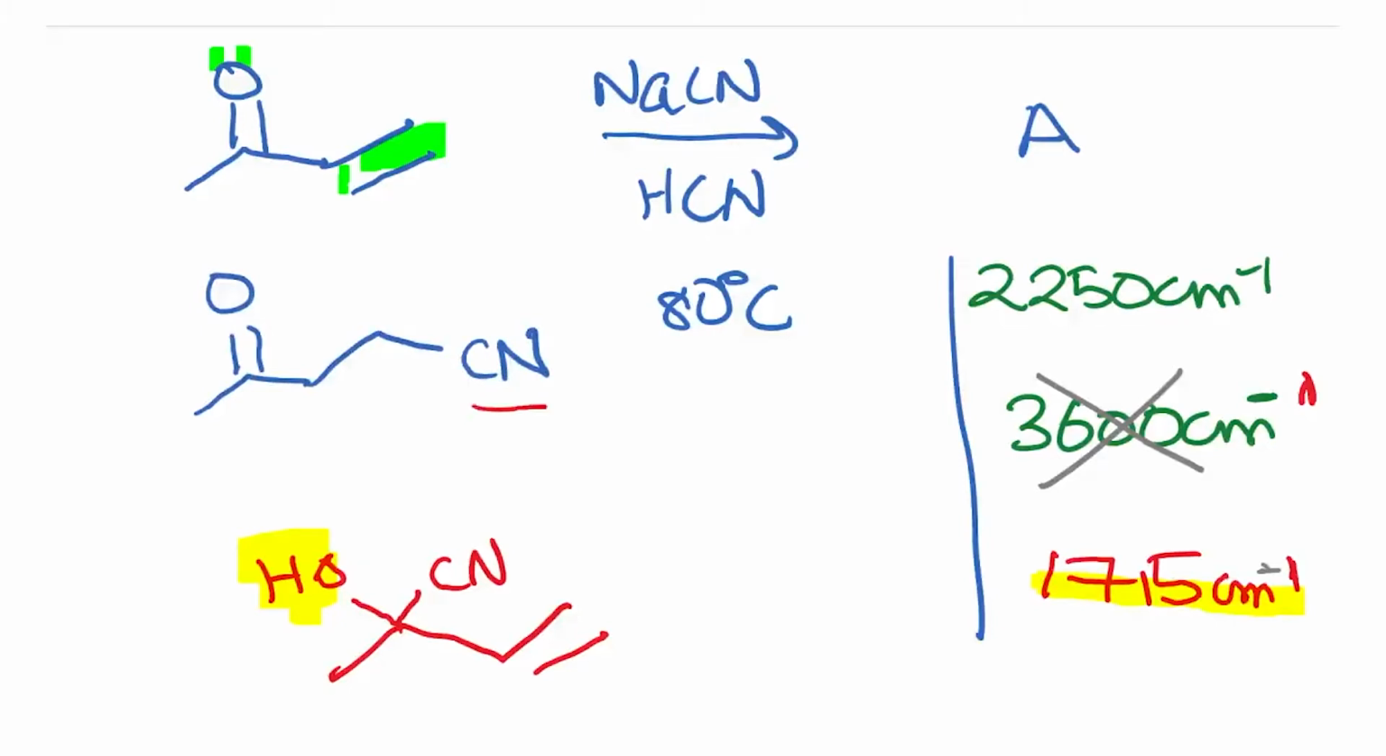So the C triple bond N is still here, the carbonyl is still there, and there is no hydroxyl group, so you don't expect a peak at 3600. Okay, so this is not a single example of this. So let's look at the conjugate addition.